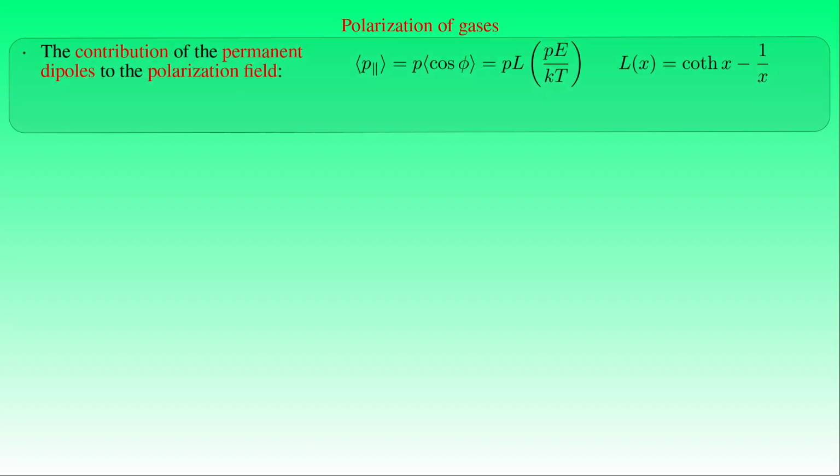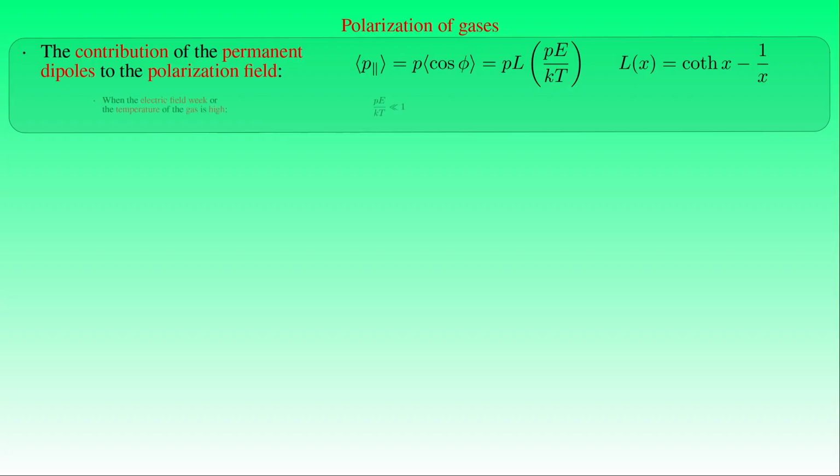This result can be substituted into the averaged permanent electric dipole moment of polar molecules of a gas under the influence of an external electric field, which provides a contribution to the polarization field in the gas given by the magnitude of the permanent dipole moment P of the gas molecules, times the Langevin function L evaluated at the product of the magnitudes of the dipole moment P and the external electric field E over the product of the Boltzmann constant K and the gas temperature T.